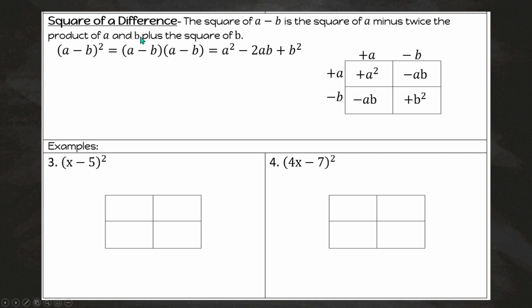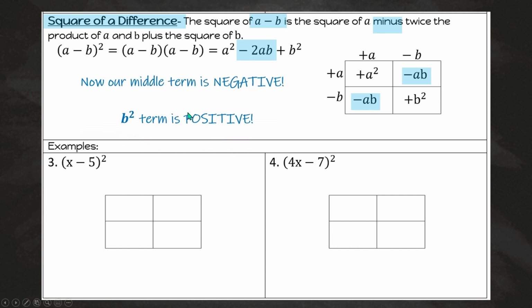Now, if we have a square of a difference, that's when we have a minus b. So that is the square of a minus twice the product of a and b plus the square of b. So the only thing that changed from the square of a sum to the square of a difference is now my b term, my middle term, is now negative. The b squared term is still positive, because a negative b multiplied by a negative b will give me a positive b squared.